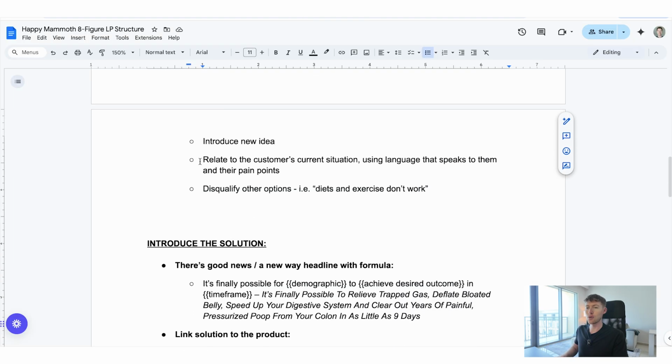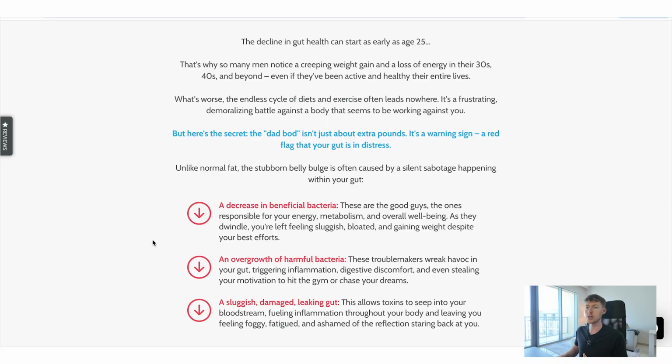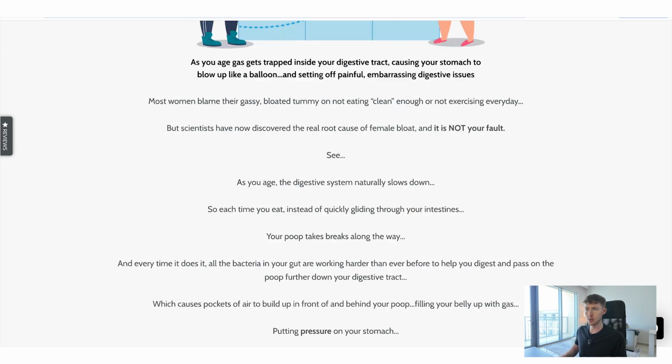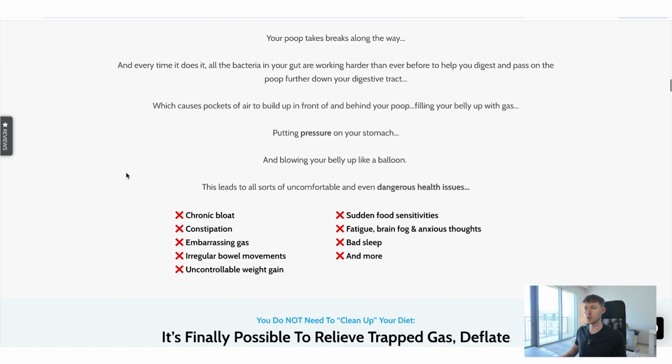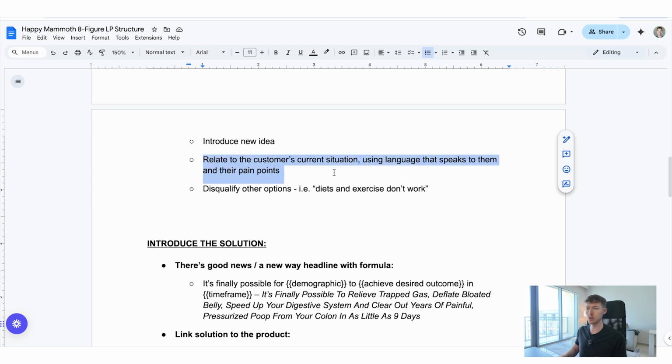The next point is to relate to the customer's current situation using language that speaks to them and their pain points. We don't just want to say, here's a pain point. We want to use language and pain points that they're currently suffering, right? Notice how we're using the language "dad bod". Notice "stubborn belly bulge". These are just some examples for guys. Here we can see that blowing your belly up like a balloon leads to all sorts of uncomfortable and even dangerous health issues. We list a bunch of issues that the customer is currently suffering from. Okay, so that is relating to the customer's current situation.